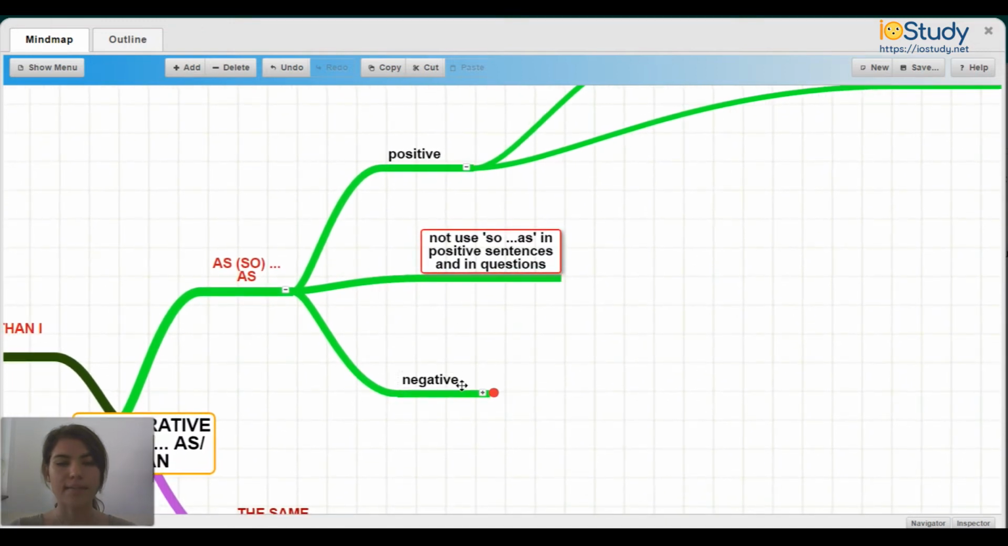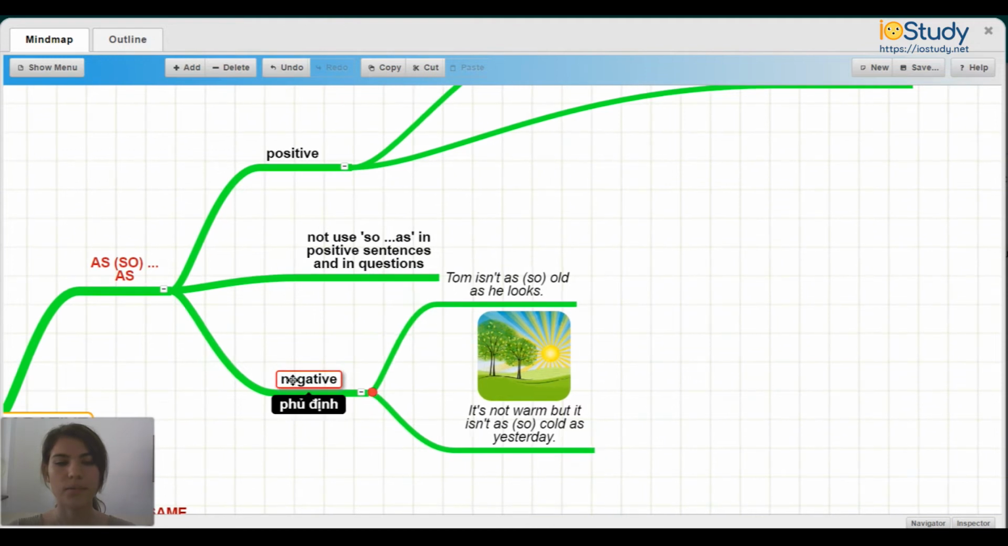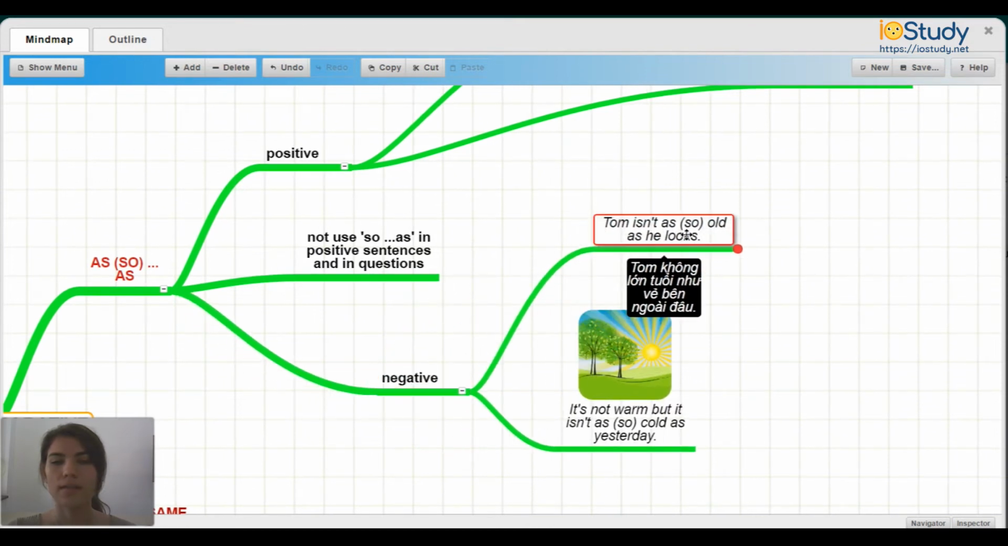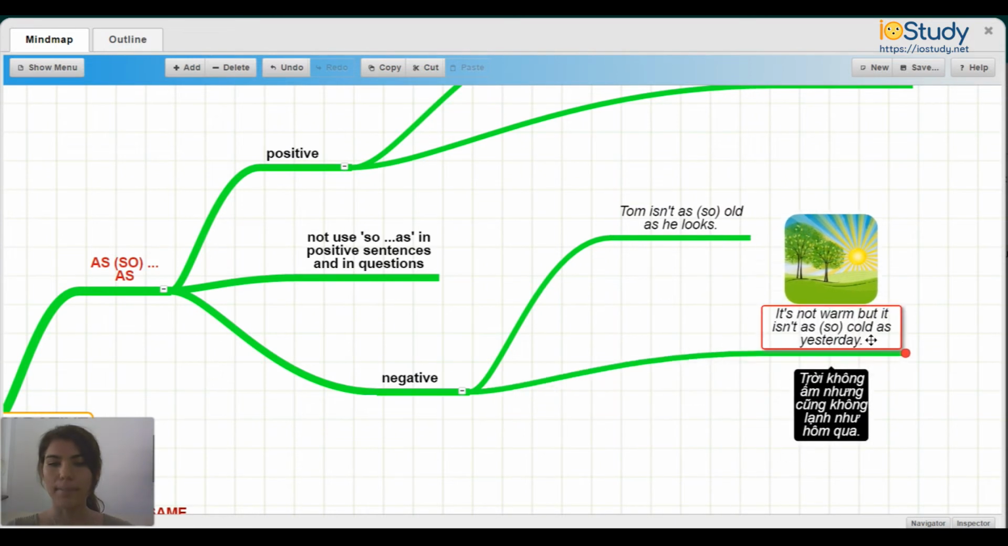Next, we have negative. For example, Tom isn't as or so old as he looks. And it's not warm, but it isn't as or so cold as yesterday. So as you can see, both of these are negative sentences.